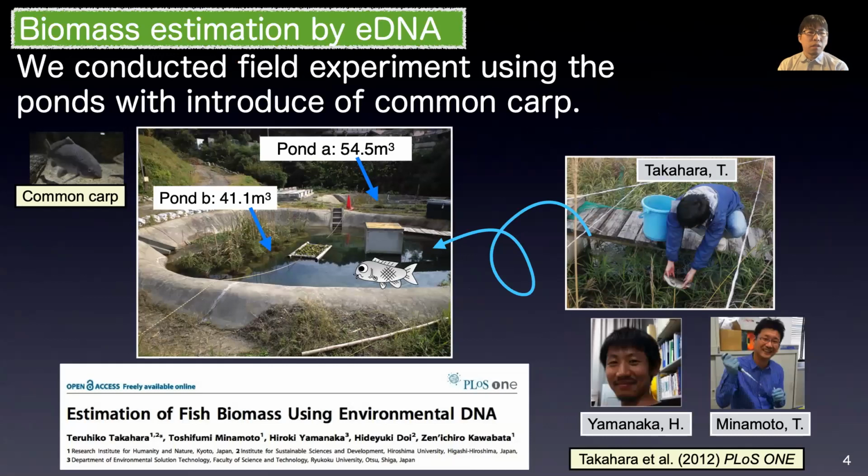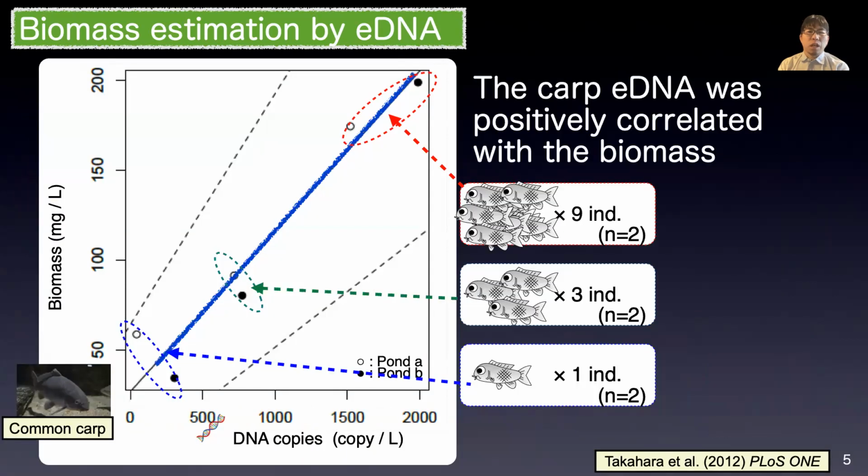Firstly, almost 10 years ago, we conducted a field experiment using these ponds, introducing common carp like this. After the experiment, we measured the eDNA concentration of the common carp and their biomass. This is the result. X is eDNA concentration, DNA copies per liter, and Y is the common carp biomass per liter. This graph shows that carp eDNA was positively correlated with their biomass. This indicates that eDNA can estimate fish biomass.